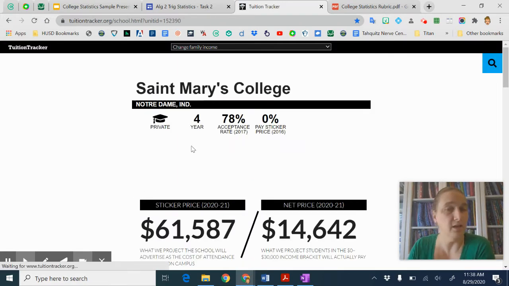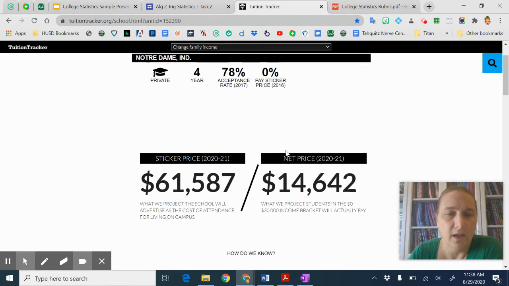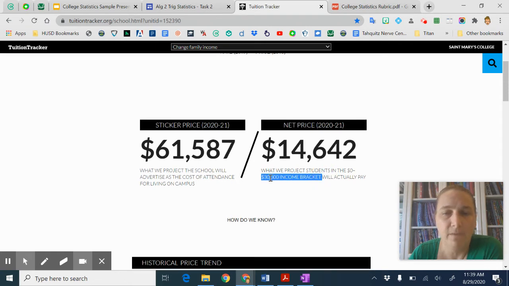So it tells me a lot of things about the college. It tells me if it's public or private, if it's a 4-year, a 2-year, however many years, the acceptance rate, and what percentage of the people who are accepted actually pay sticker price. Then it will also tell me what the sticker price is and what the net price is. And notice this is for our current school year 2021. So the net price is how much you actually pay, okay? And notice this is based on an income bracket of $30,000 or less, okay?